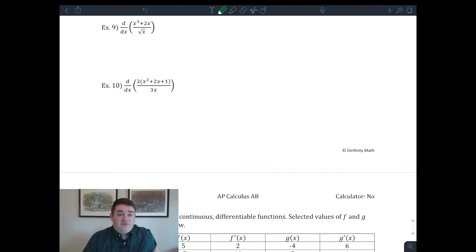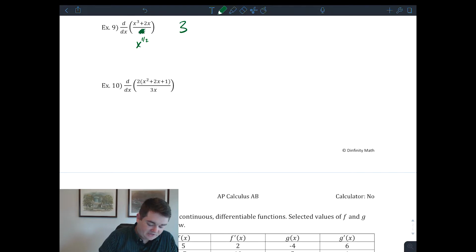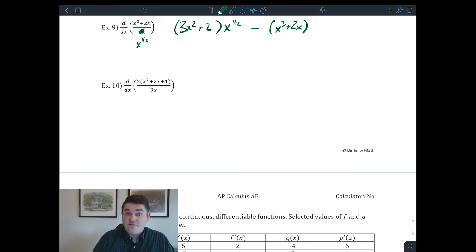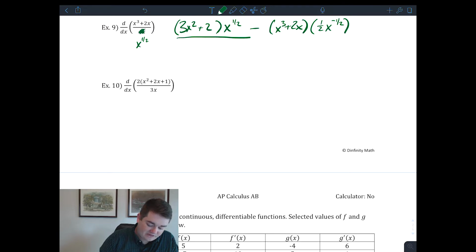Example 9, take the derivative of x cubed plus 2x divided by the square root of x. Of course, when I see that square root of x, I'm thinking x to the 1/2 power, because that's easier for me to use the power rule on. So the derivative of the top would be 3x squared plus 2 times x to the 1/2 minus x cubed plus 2x times the derivative of x to the 1/2, which would be 1/2 x to the negative 1/2, divided by the square root of x squared.